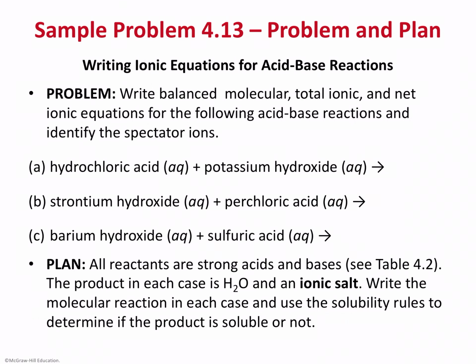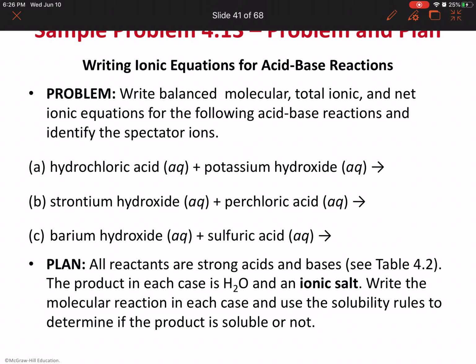Writing ionic equations for acid-base reactions. Write balanced molecular, total ionic and net ionic equations for the following acid-base reactions and identify the spectator ions. We have hydrochloric acid and potassium hydroxide. Hydrochloric acid is HCl, potassium hydroxide is KOH, a strong acid and a strong base. Similar to a precipitation reaction, they are going to exchange their counter ions. Hydrogen will combine with OH to form a water molecule, and then potassium chloride.